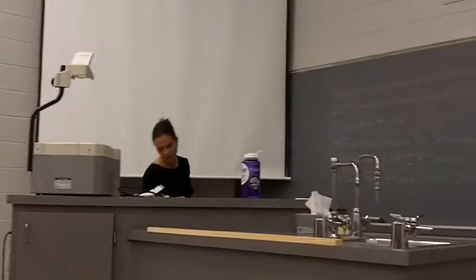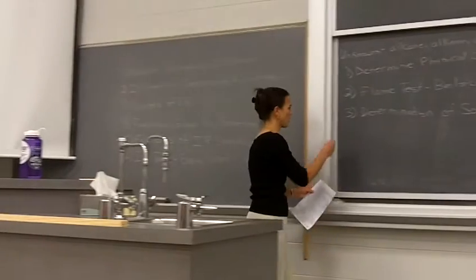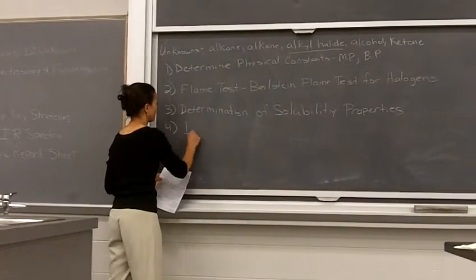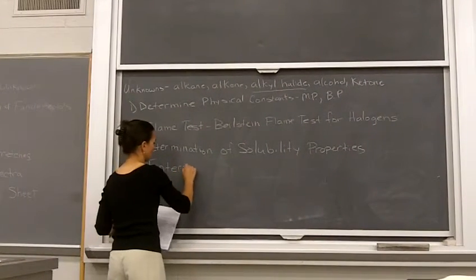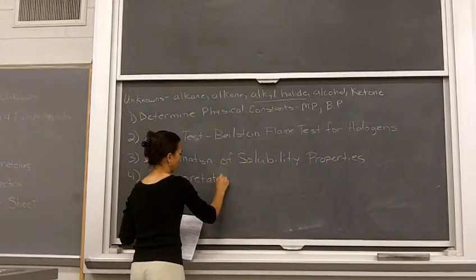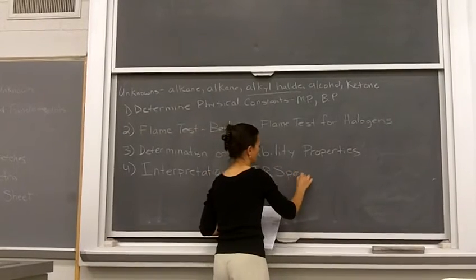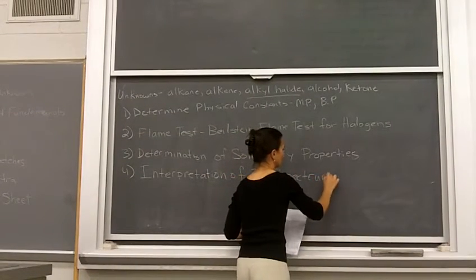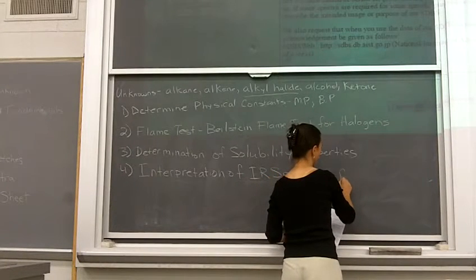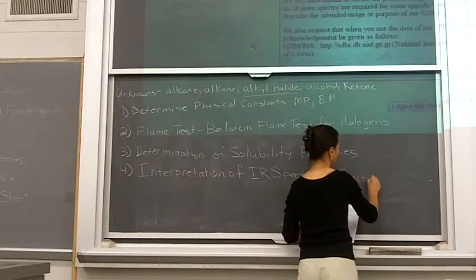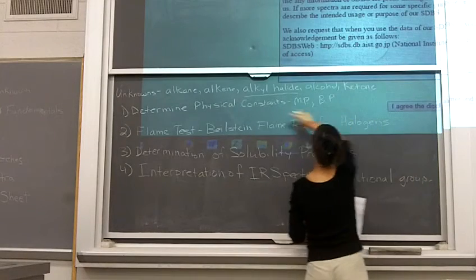Then what you will do, and we're going to talk about this in more detail in a little bit, is look at the IR spectrum that you are going to collect. The IR spectrum is going to help you figure out the functional group or chemical class present in your unknown. So it'll help you figure out what these are.